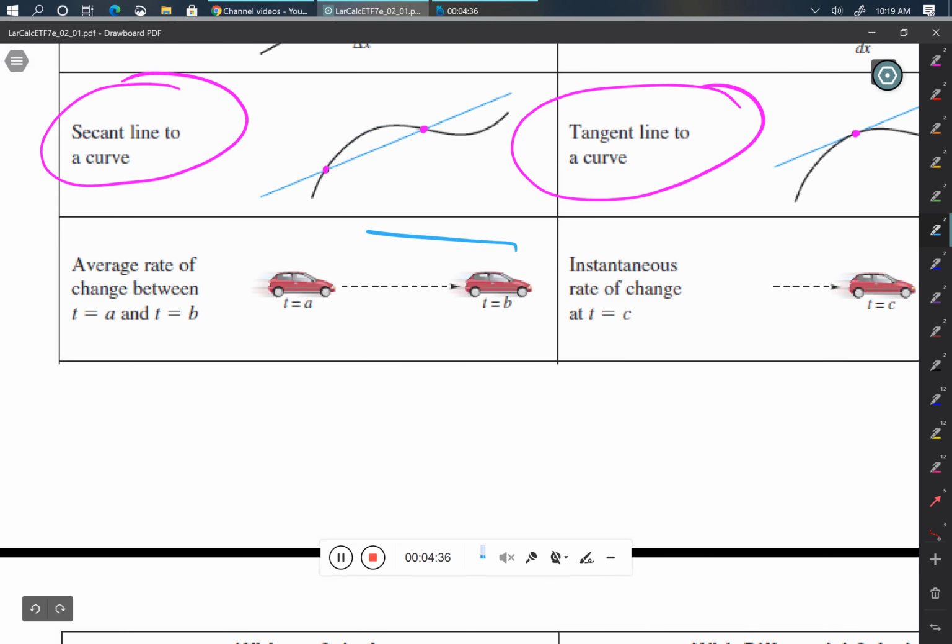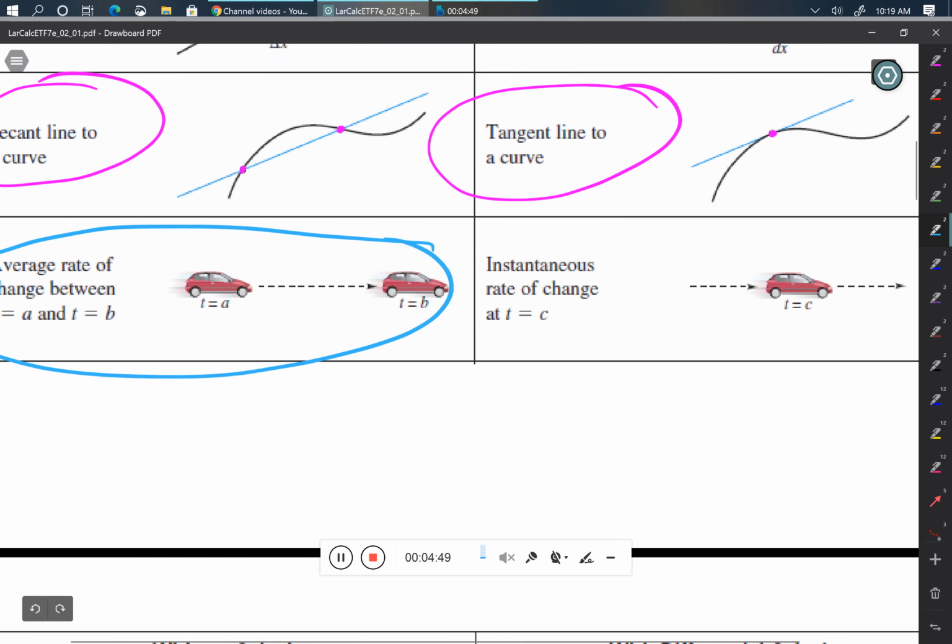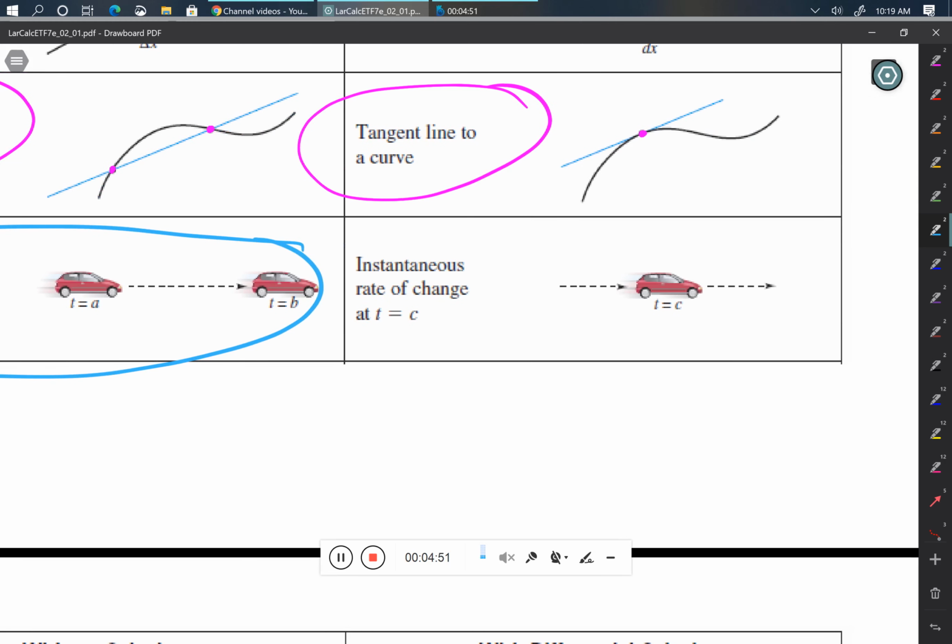In your pre-algebra course, you found the average rates of change between 2 points in time. You were told the car is here at 2 o'clock, the car is there at 3 o'clock. What was the average rate of change? In calculus, we say, what's the instantaneous rate of change?